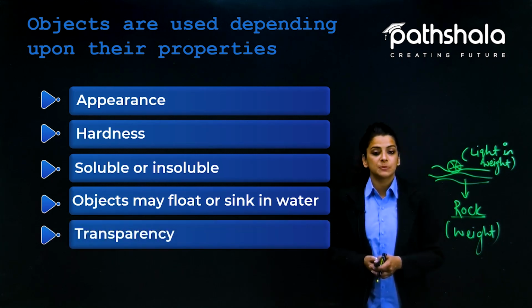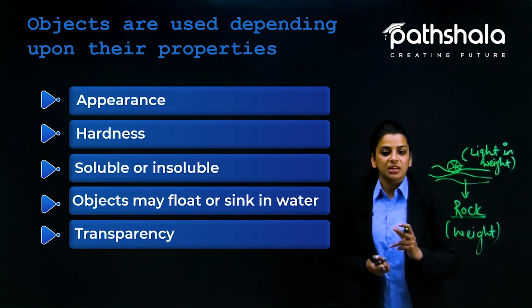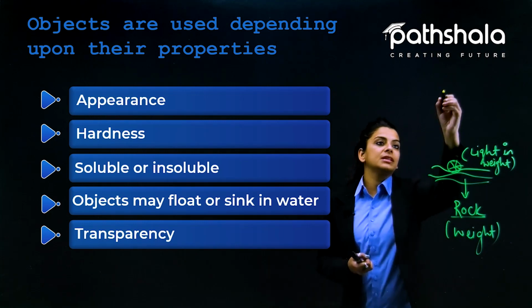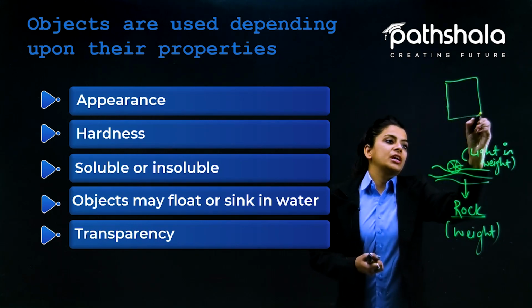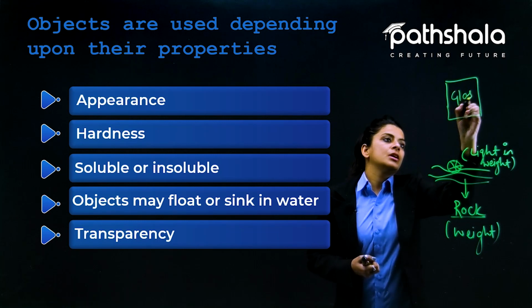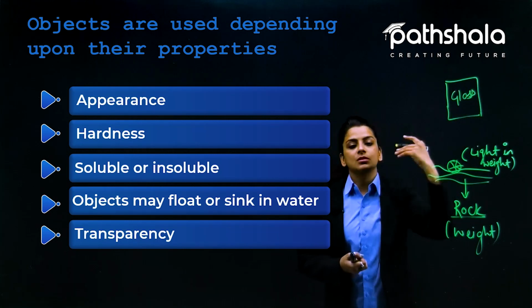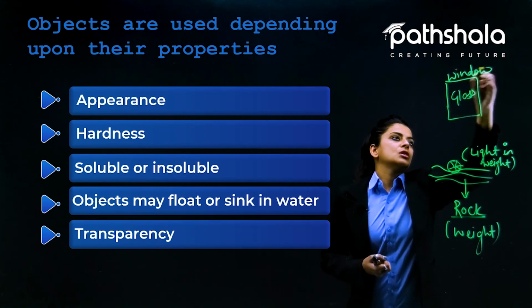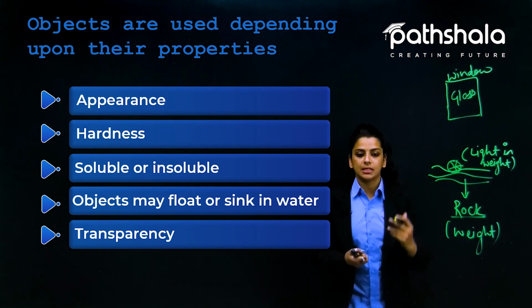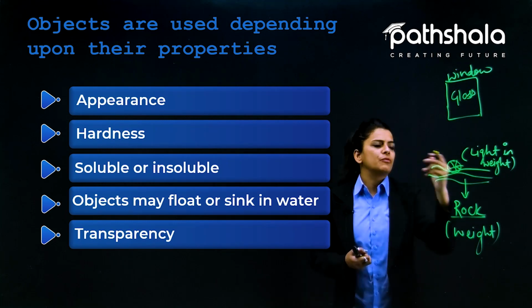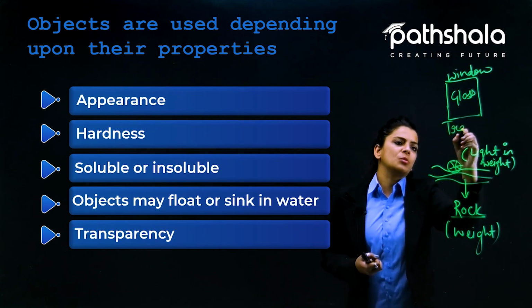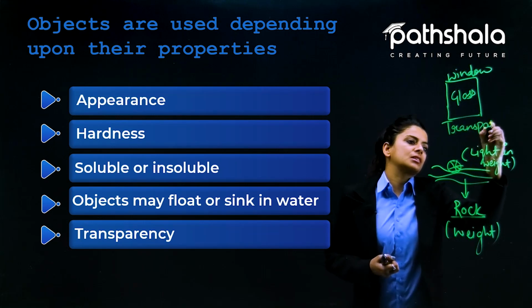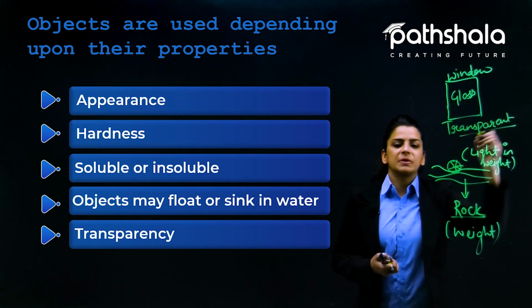Next is transparency. If that object is transparent or not. For example, let's take the object that is a glass, window glass. So हम क्या कर सकते हैं? हम इसके आर पार देख सकते हैं. We can see through it. So we call it a transparent object. जिसके थ्रू आप देख सकते हैं, that is called a transparent object.